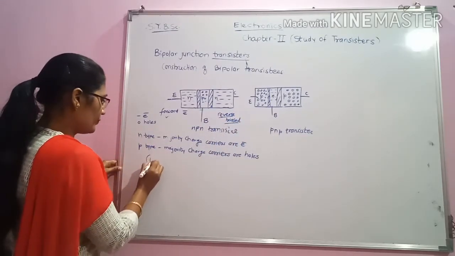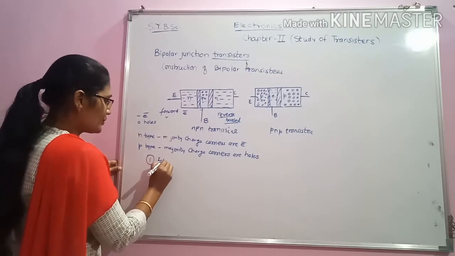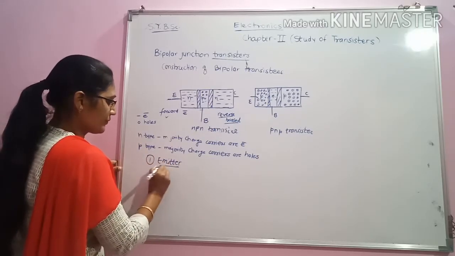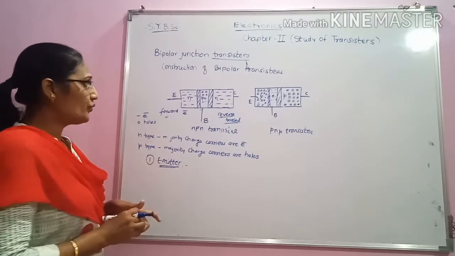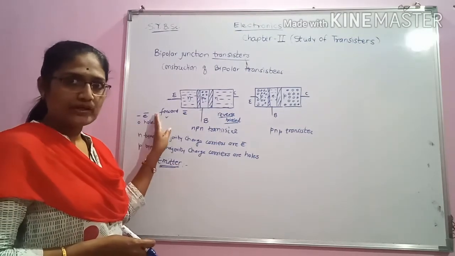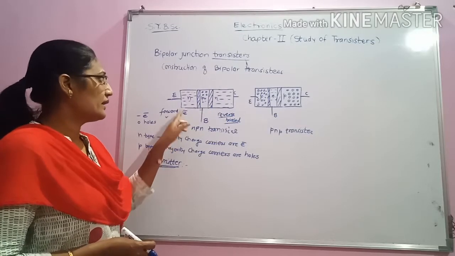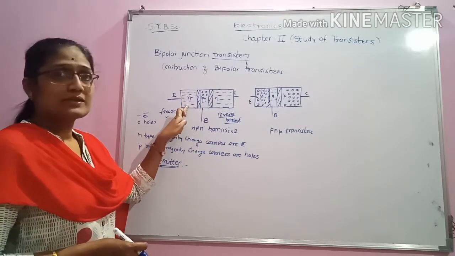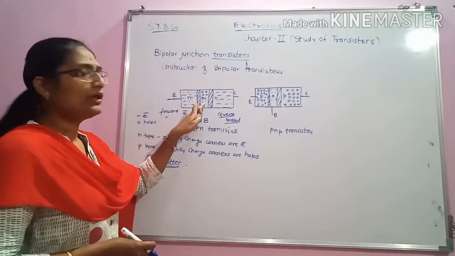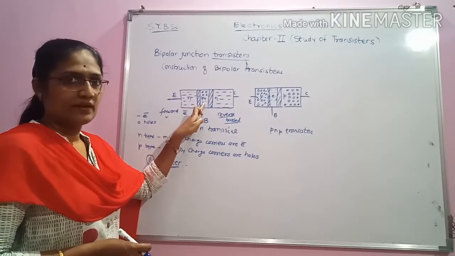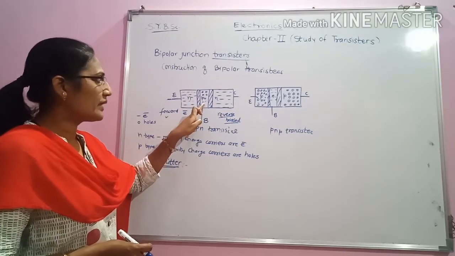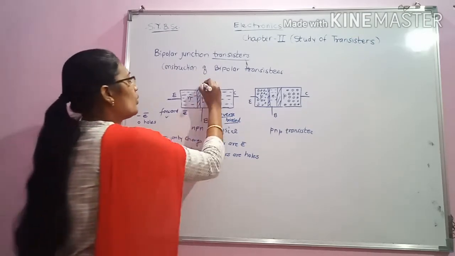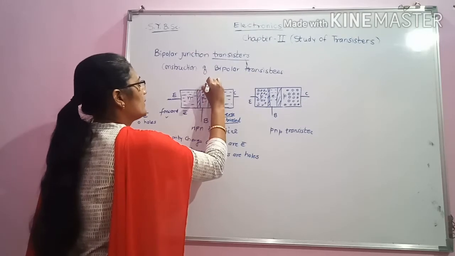So we will see what is the use of the emitter. When we apply forward bias to the given transistor, these electrons will start to move through this base. And the base consists of minority charge carriers, and these are holes.